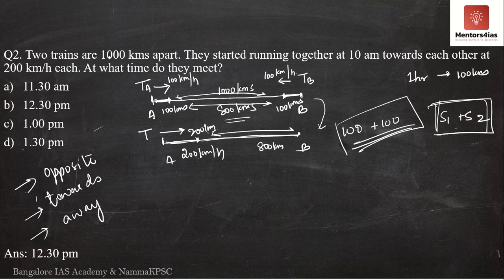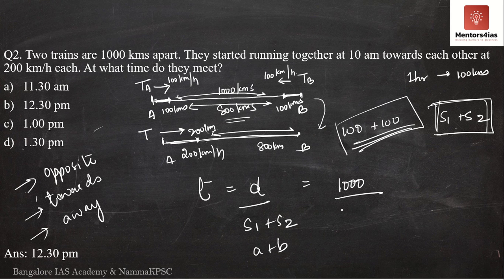Therefore, if the question is two trains are 1000 kilometers apart, they started running together at 10 a.m. towards each other at 200 kilometers per hour, at what time will they meet? Then time is equal to distance divided by S1 plus S2. Distance is 1000 kilometers divided by 200 plus 200, which is 1000 by 400. We have solved this already. It is nothing but 2.5 hours after 10 a.m. 2.5 hours is what? 11 a.m., 12 noon plus 30 minutes, 12:30. Therefore, it is option B.